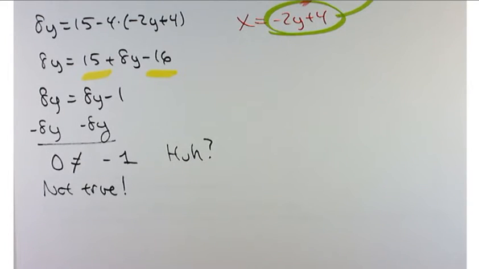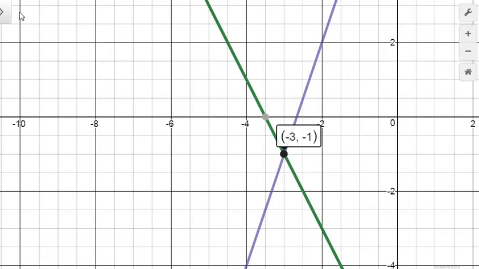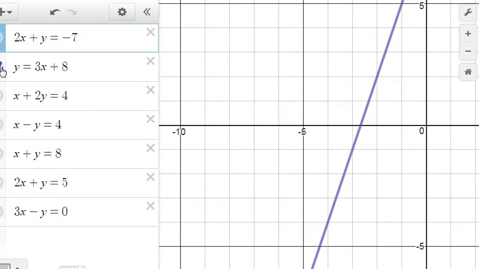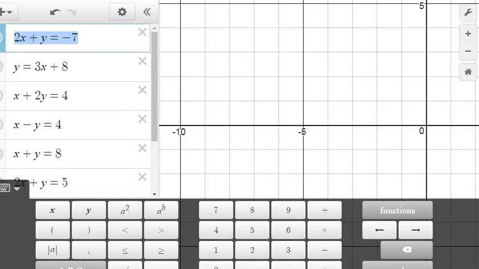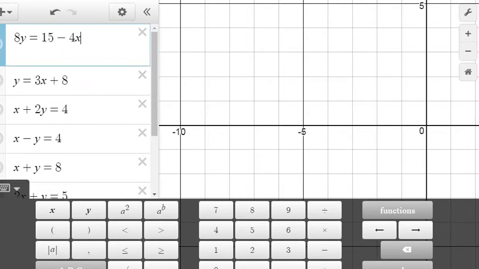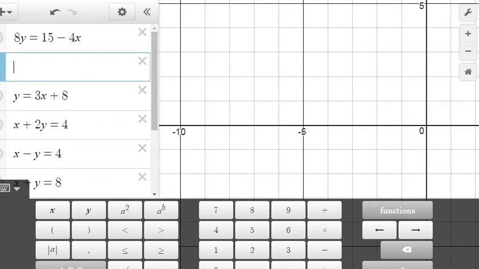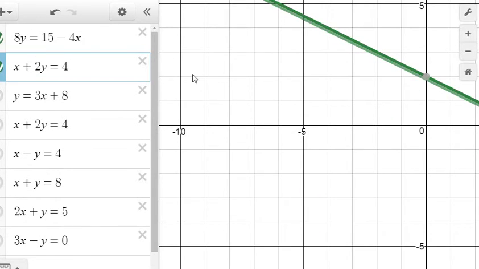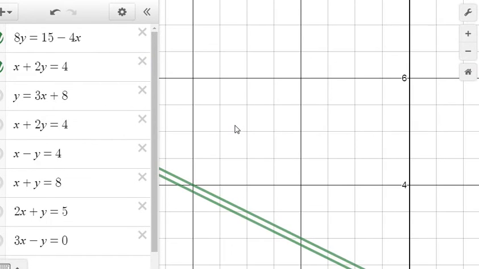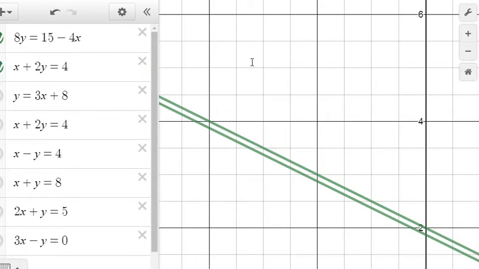So what's going on? There's no solution. What's happening with the lines? If I graph those two lines, what would I see? They won't intersect. And the reason they won't intersect is because they're parallel. So if I were to graph them, 8y equals 15 minus 4x, and then x plus 2y equals 4. Now, let me zoom in a little bit. There you go. You see the two lines are parallel, so they don't cross.